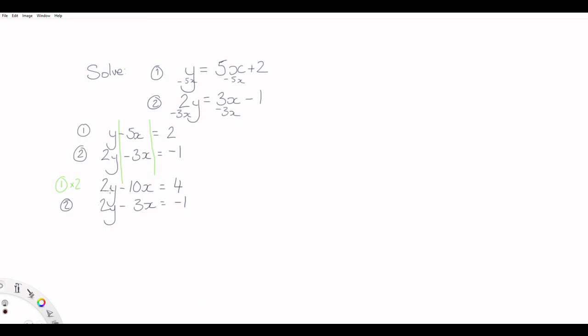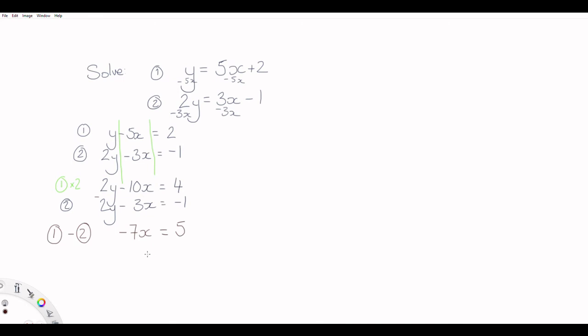So we have 2y here and we have a 2y here, so you can subtract one from the other and you'll be able to eliminate that y term. So let's think here we're going to do equation 1 and we're going to minus equation 2. So we can think of 2y minus 2y, that leaves us with nothing there. We have minus 10x and we're going to subtract a minus 3. So remember, when you minus a minus, you add. So we have minus 10, add 3. That leaves us with minus 7x. And we have 4 minus minus 1. So that leaves us with 5.